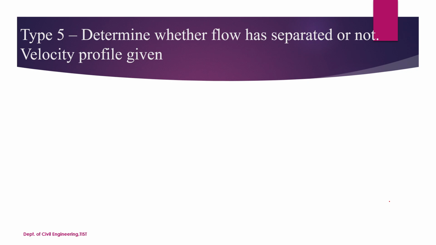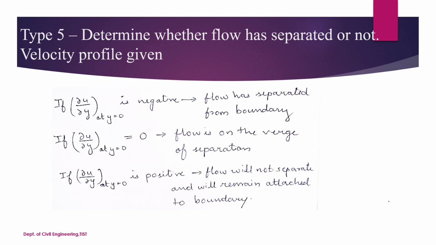Now we'll move on to the next type of problem. In this type, we have to say whether separation of flow has taken place or not. The velocity profile, u by U value, will be given in this case. Based on the u by U value, you have to say whether it is separated or not. These are the conditions you need to study.